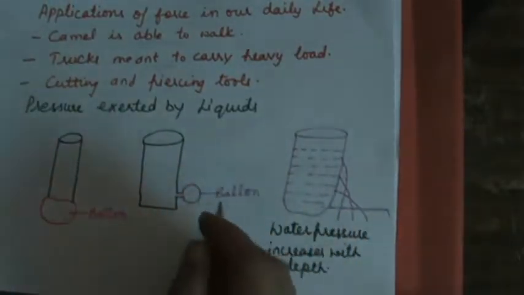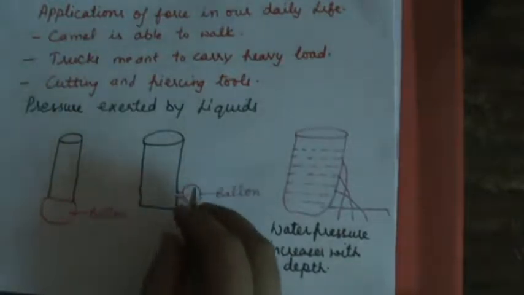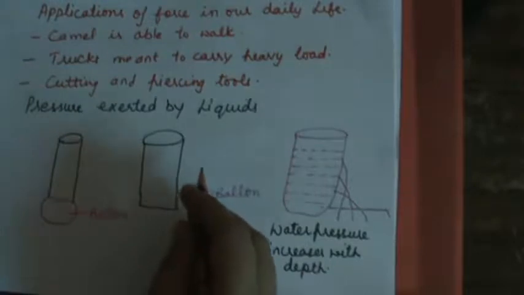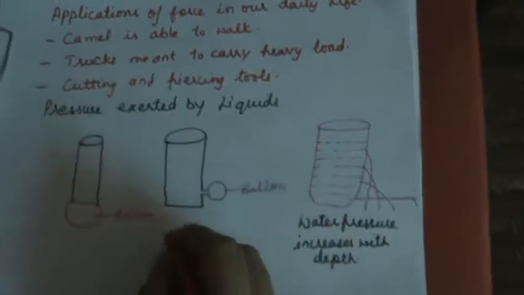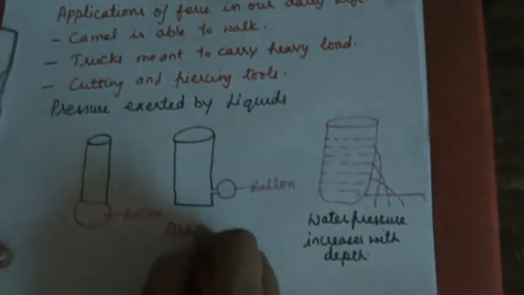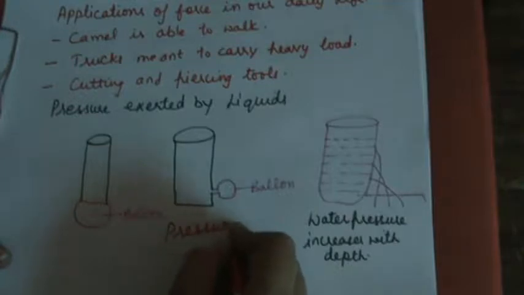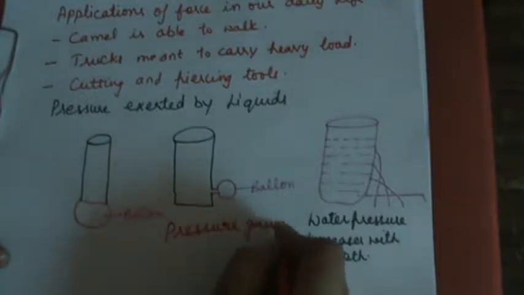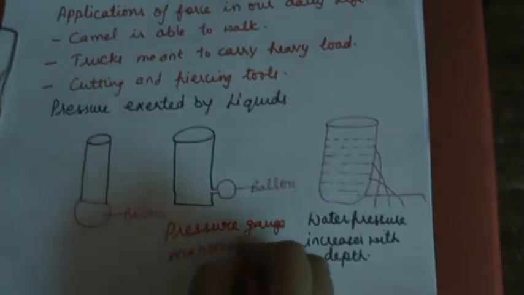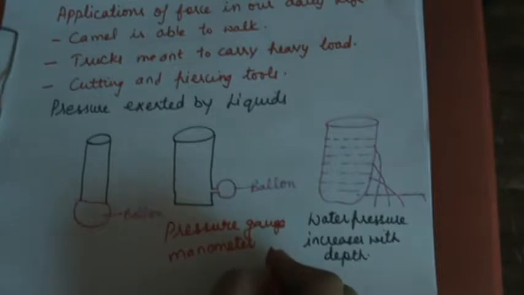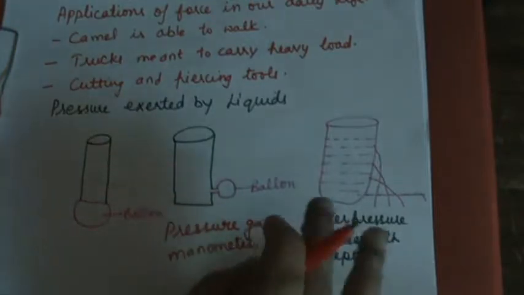Now, measuring of liquid pressure. Students, we can use an instrument that measures the liquid pressure, and that instrument is known as the pressure gauge, or we can say a manometer. A manometer is used to measure the pressure in the liquids as well as in the air.